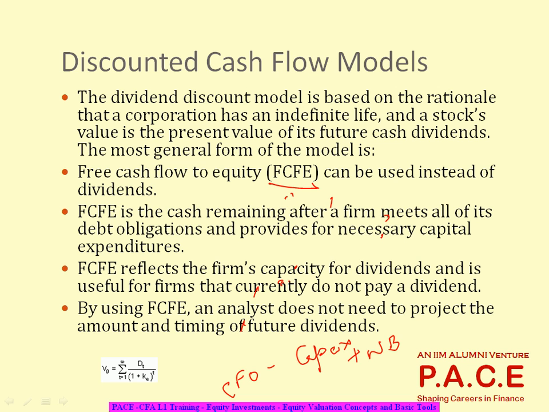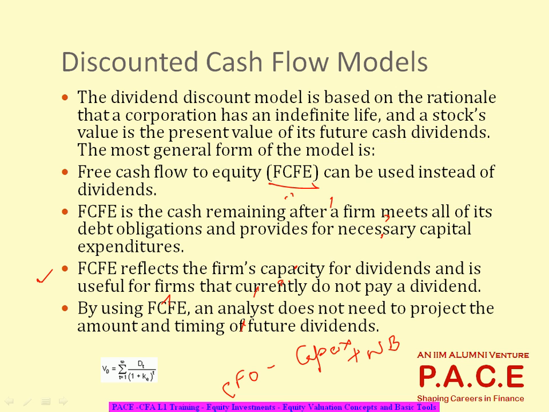And people will project what would be the free cash flow to the equity in the future. Again, instead of discounting the dividends to the present value, we are discounting the free cash flow to the equity to the present values. So that's where we are saying free cash flow to the equity reflects the firm's capacity for dividend. How much can it really pay as a dividend, rather than looking at how much is it paying.